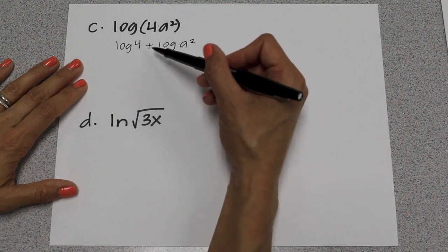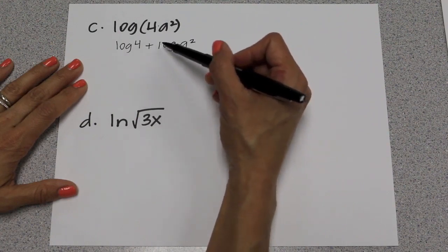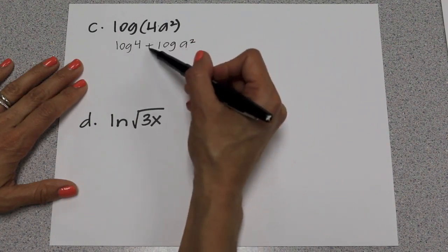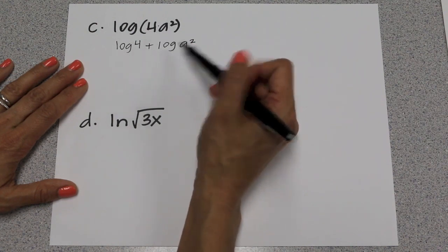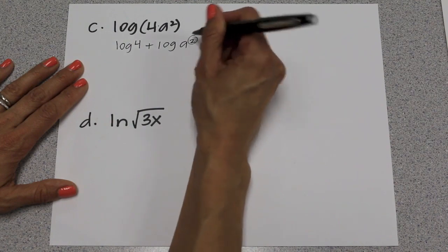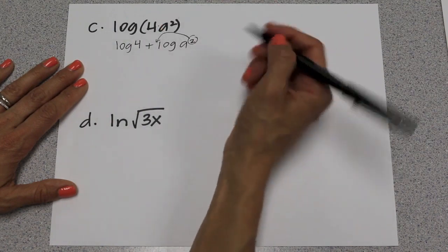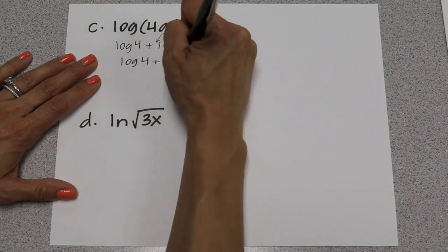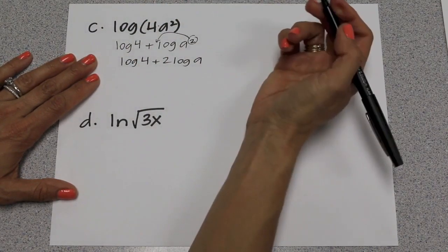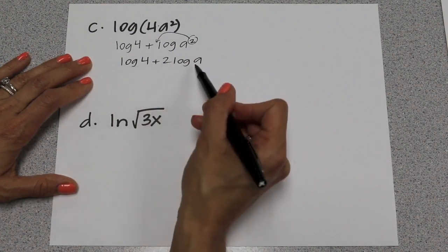So we have log of 4 plus log of a squared, and there's two things, so you split with a plus and they're being multiplied, so that's why you're using a plus. And then finally the 2 is an exponent, so you can move the exponent to the front. So it's going to be log of 4 plus 2 log of a. So that's the expanded form.